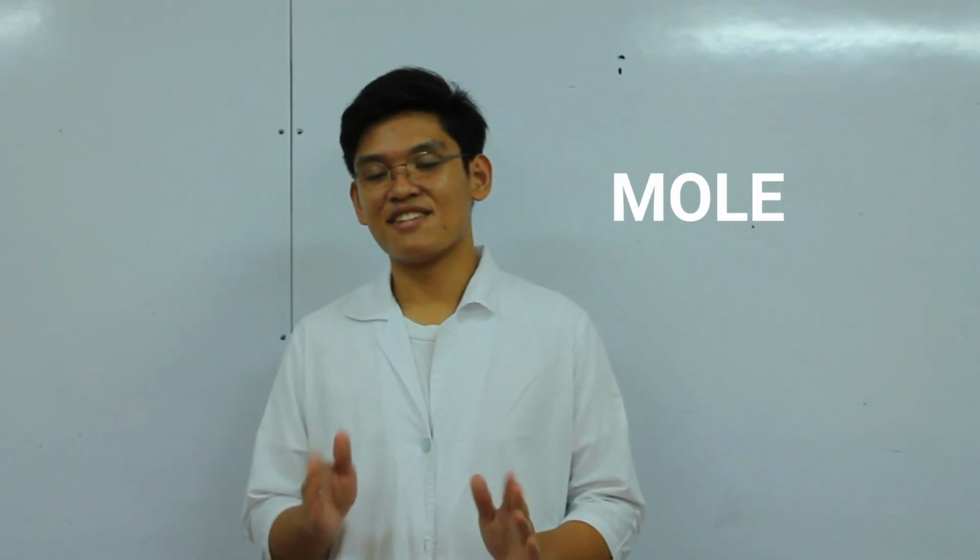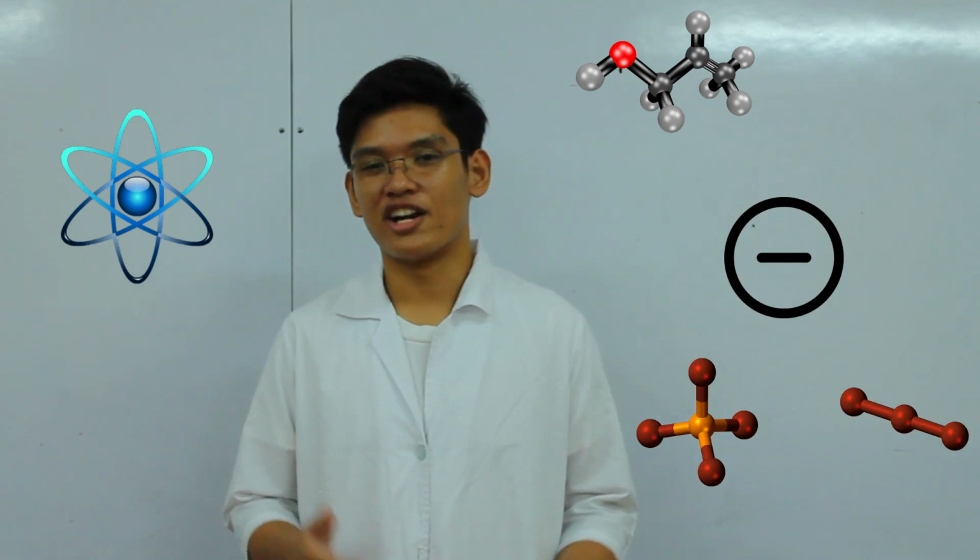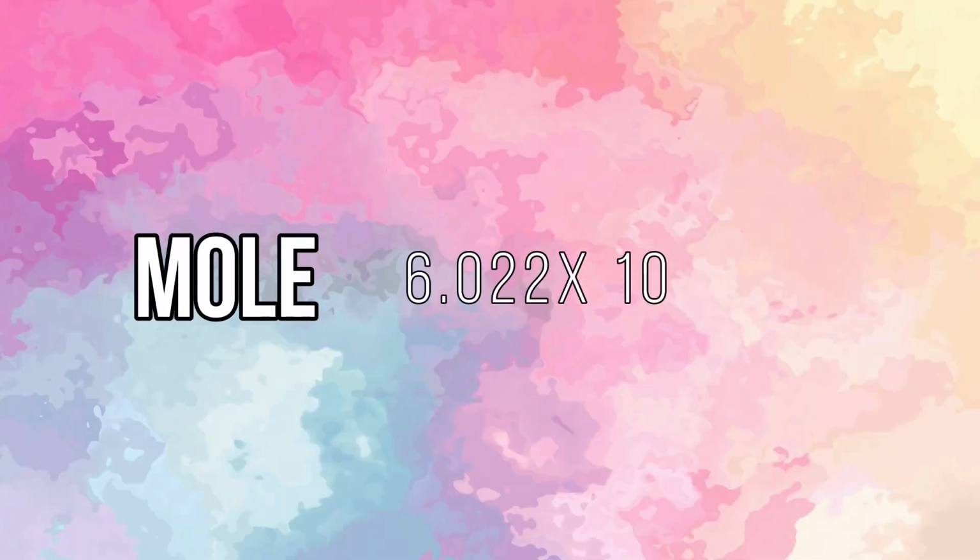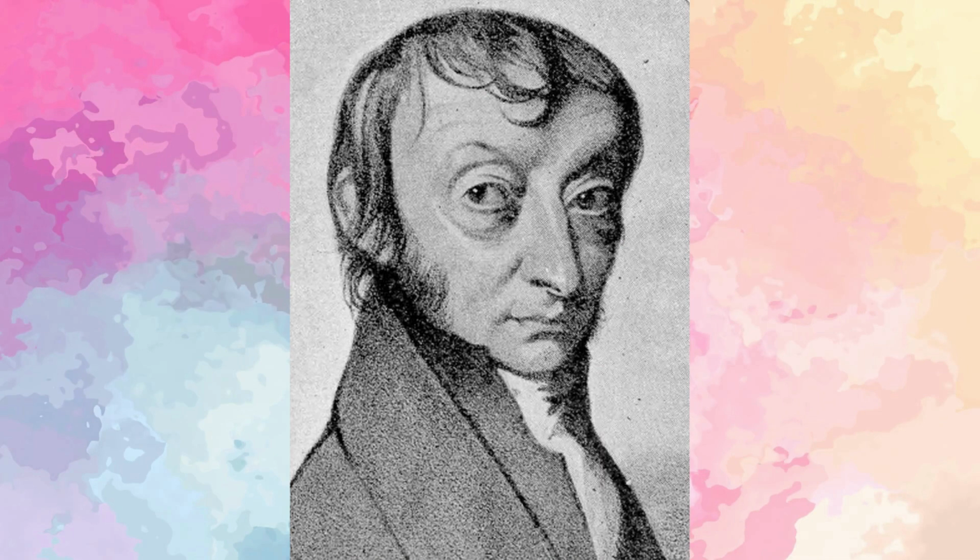So a mole is defined as the amount of substance that contains as many atoms, molecules, electrons, ions, or any other particle in 12 grams of carbon-12. A mole is equal to 6.022 times 10 raised to 23 particles of an element, which is also known as Avogadro's number. The molar mass of a chemical compound is defined as the sum of the total mass in grams of all the atoms that make up a mole.